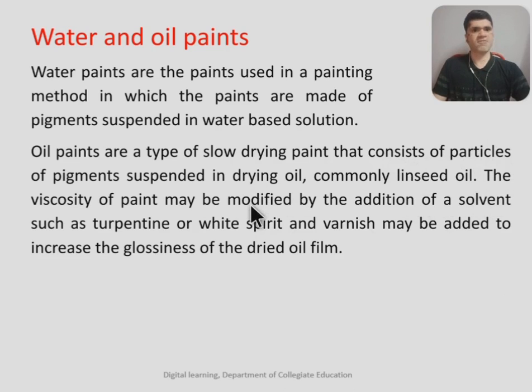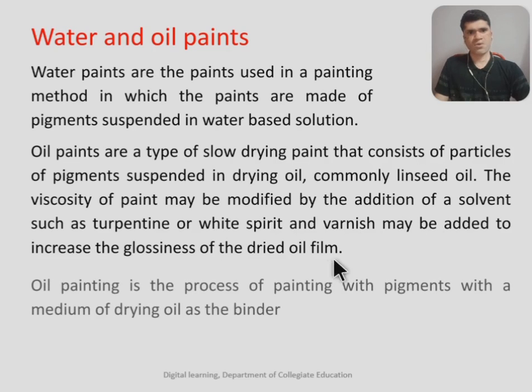The viscosity of the paint may be modified by the addition of solvents such as turpentine. This is a thinner, like white spirit. So these are all thinners and they are used to dilute the paint. And varnish may be added to increase the glossiness of the dried oil film. So this is about water and oil paint.